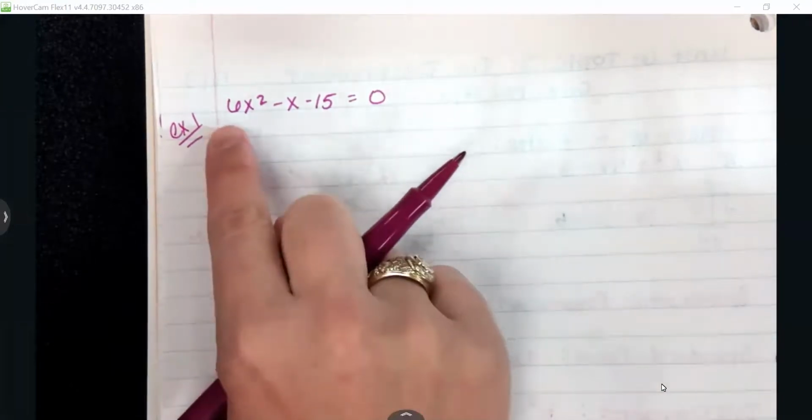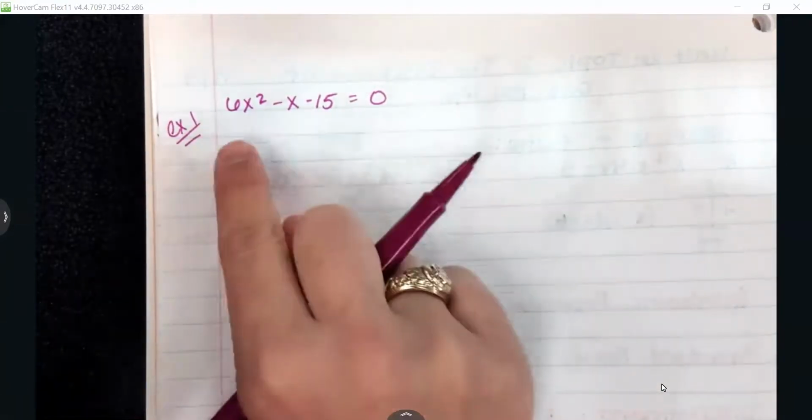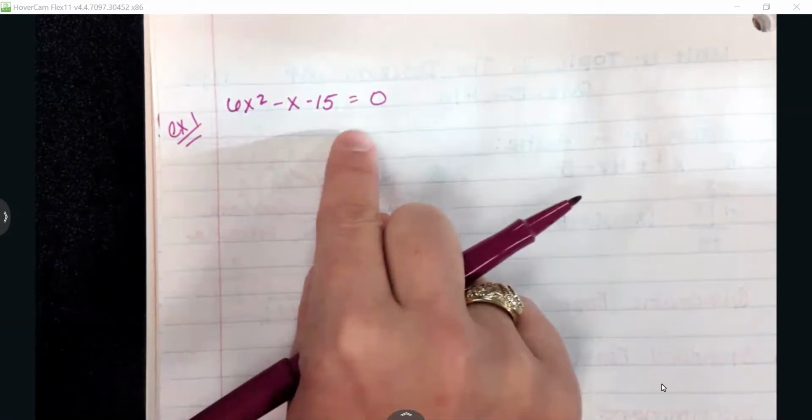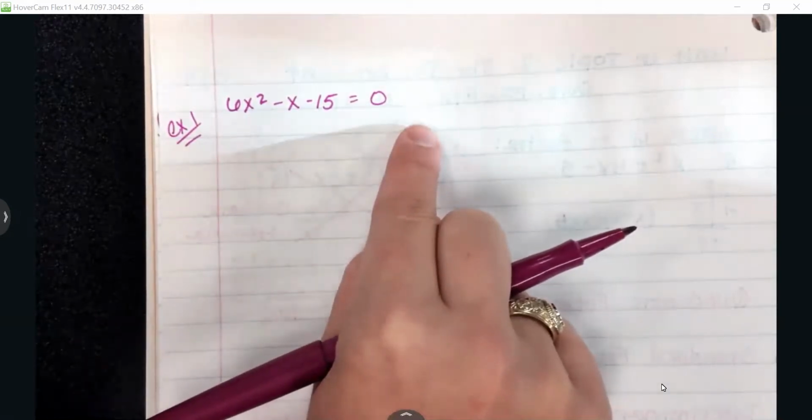Example number 1. I'm going to give us the problem 6x squared minus x minus 15 equals 0. So before I can start any problem, you have to make sure it is in standard form. So is it in standard form and does it equal 0? We're good to go.